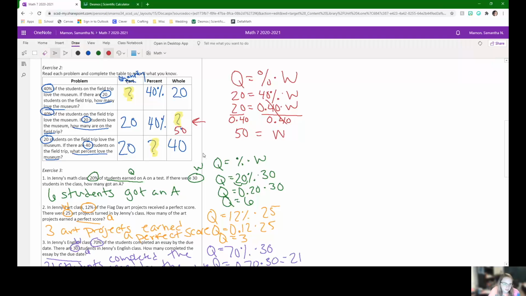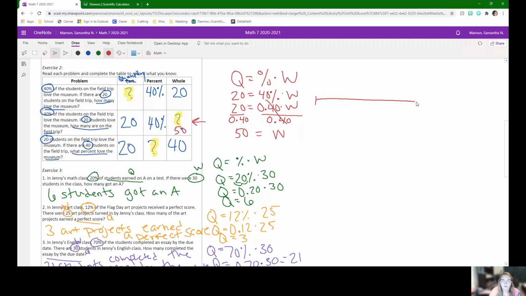Let's see if this makes sense. We're saying that 40% of the students love the museum, 20 love the museum. Does 50 make sense for a total to be on the field trip? It's bigger than 20. That makes sense. If only 40% on the field trip loved it, that means there has to be more than 20 at the museum to get the whole.